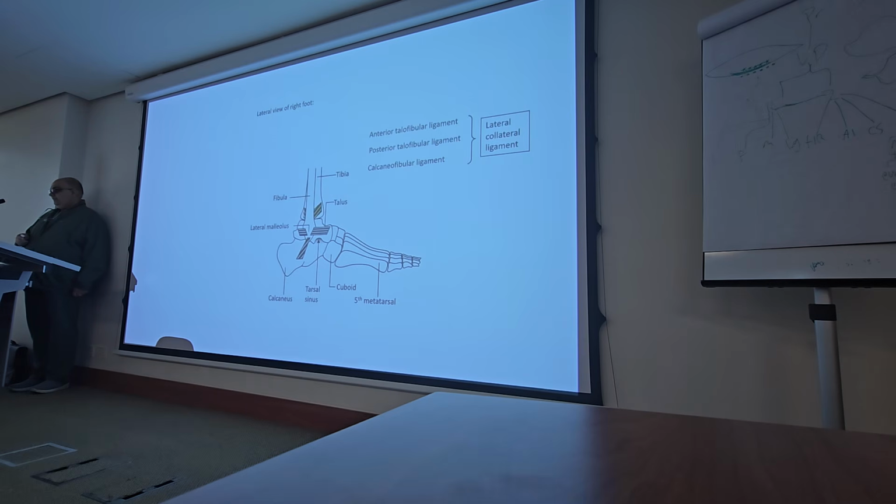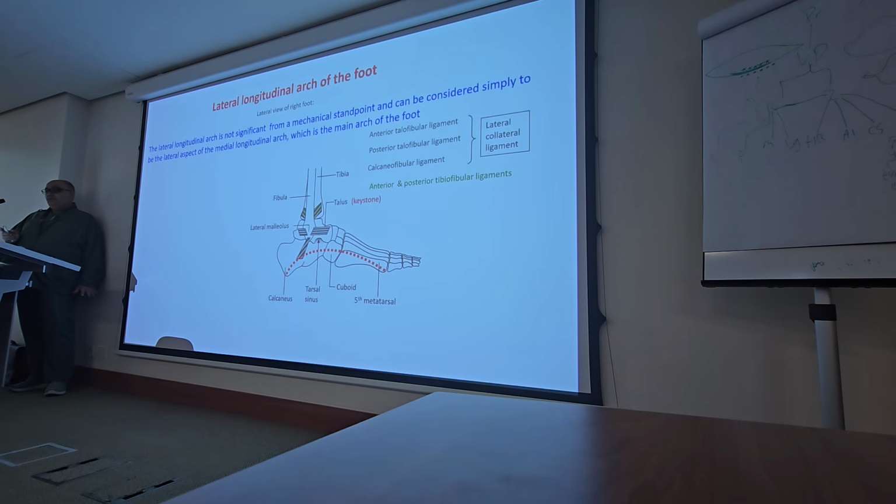And there is another guy, two of them, anterior and posterior talofibular ligaments. This is my medial longitudinal arch. So keystone again for both of the arches was the talus. Lateral longitudinal arch is not that big. Okay, what is the job of lateral and what is the job of medial?